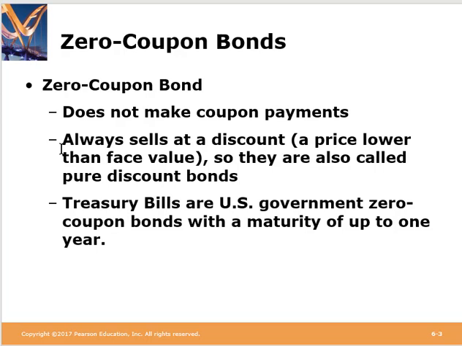Zero coupon bonds don't make coupon payments. They always sell at a discount. So what discount means is that the price is always lower than the face value. So these are typically what's referred to as pure discount bonds. Treasury bills are United States government zero coupon bonds with the maturity of up to 1 year.